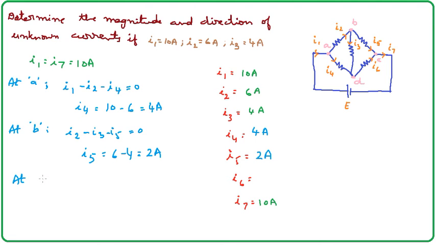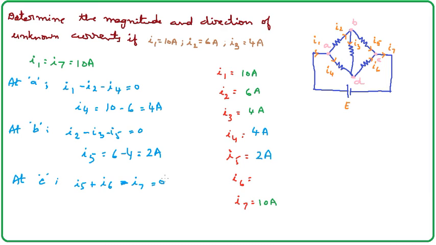And let me go ahead with terminal C. Same thing I need to apply. The entering currents are I5 and I6, which is equal to I7, since I7 is the leaving current. We can do it like this also: I5 plus I6 minus I7 is equal to 0. That is also one of the definitions of Kirchhoff's current law.